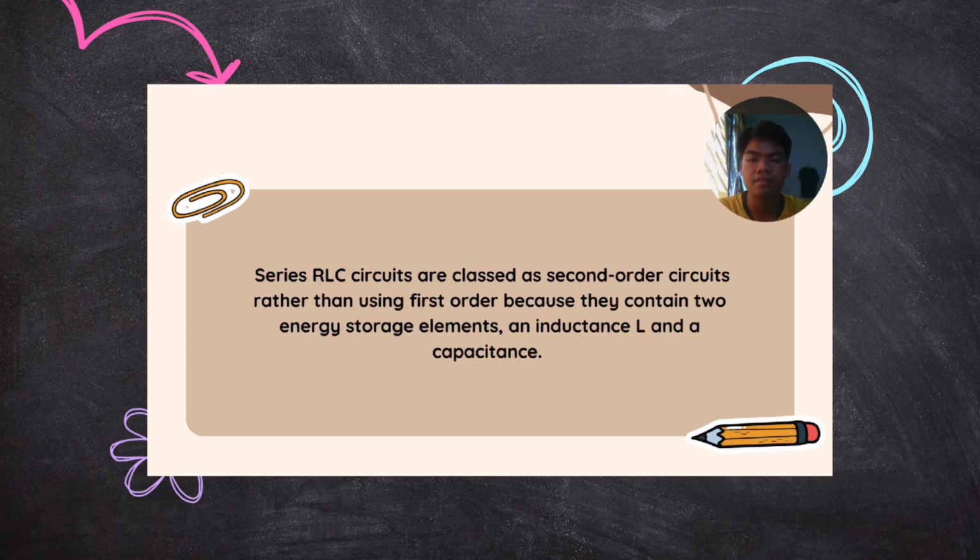Series RLC circuits are classed as second-order circuits rather than first-order circuits because they contain two energy storage elements in one circuit, an inductance and a capacitance, with the symbols L and C. That's why second-order differential equations are used to build the RLC circuits.